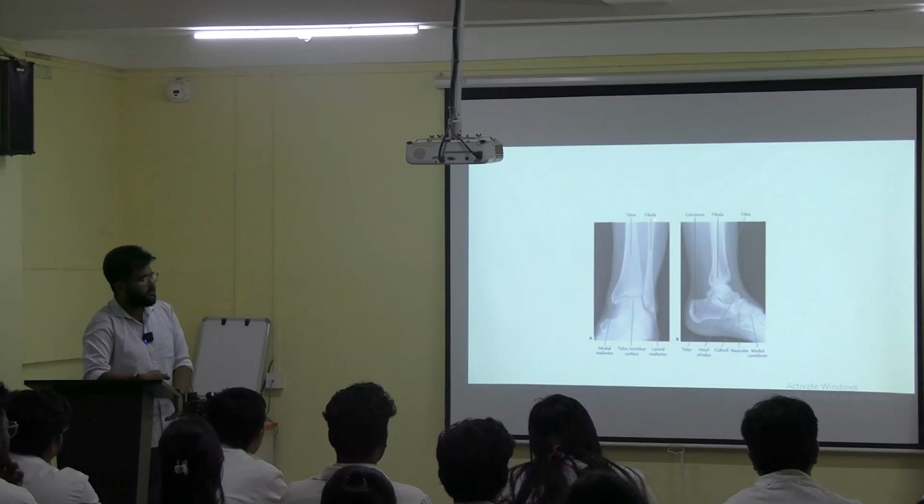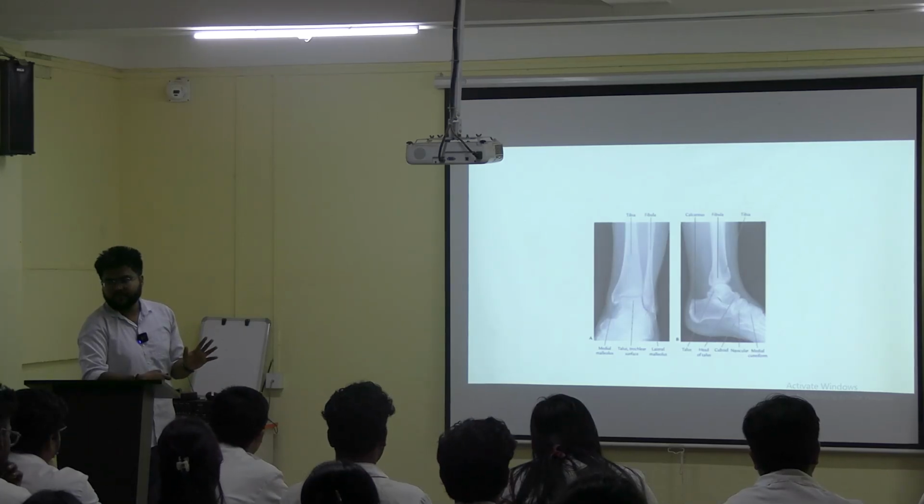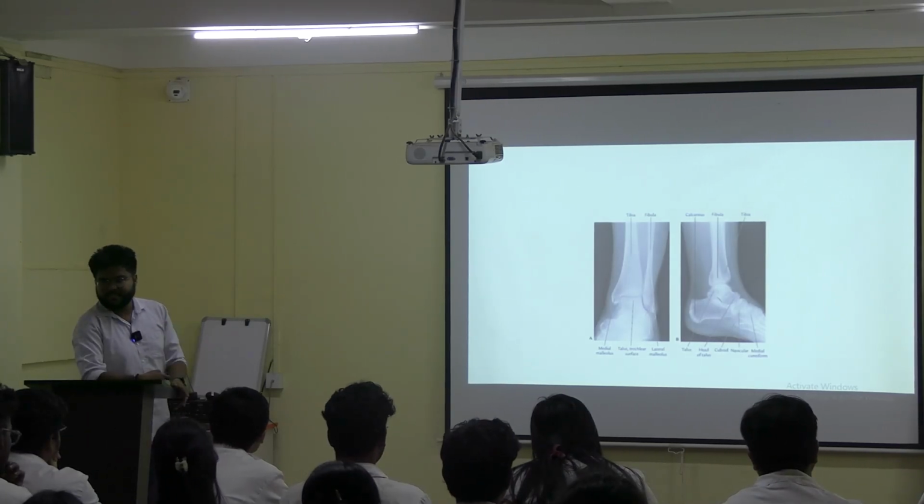This is the lower end of the tibia, lower end of the fibula, and here you can see the talus bone, and this is the calcaneus bone. Just by looking at the X-ray, your work is just to identify these bones and identify the joints. That's enough.